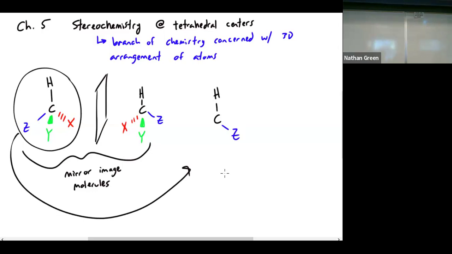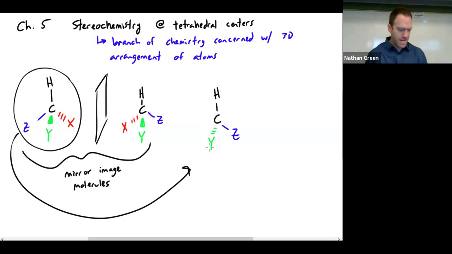One more time. It's picked up by the hydrogen. I'm going to spin myself around. So now I have carbon, hydrogen, Z's over here. With me? What's going to happen to that Y? The Y was on a wedge, green. So pick myself up and spin myself around. Now where's the Y? On a dash. The Y went from a wedge to a dash.